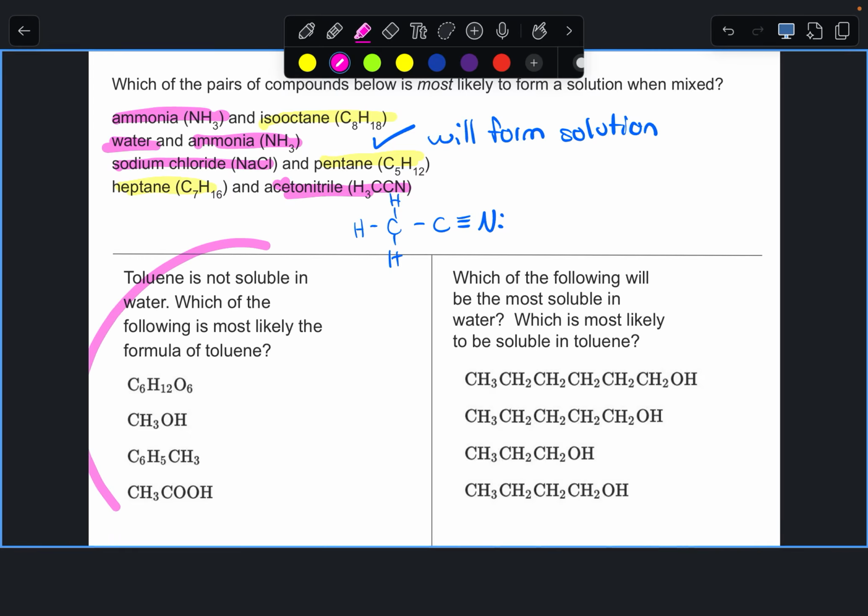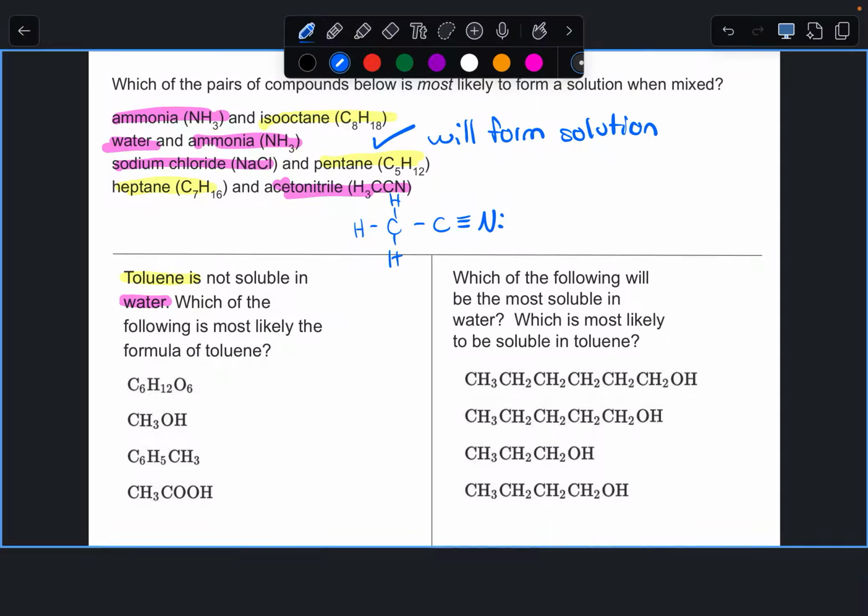Debating. I think we'll do this one and leave the next for later. Okay, so last thing. Toluene is not soluble in water. Okay, what does that tell us? Water is polar. We know that. So if toluene, this random thing, we don't know what it is yet, is not soluble in water, that must be nonpolar.